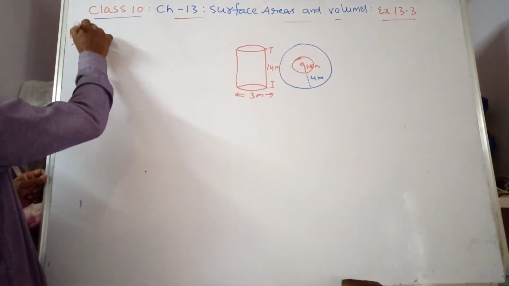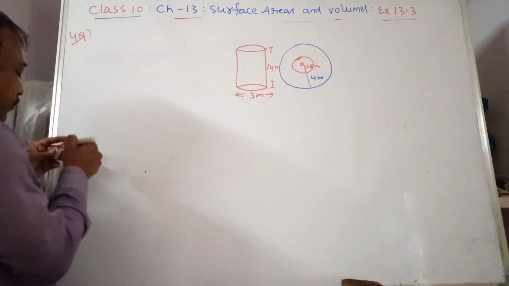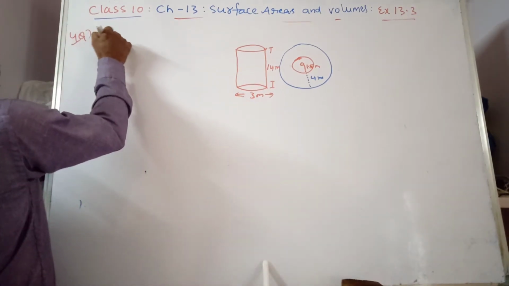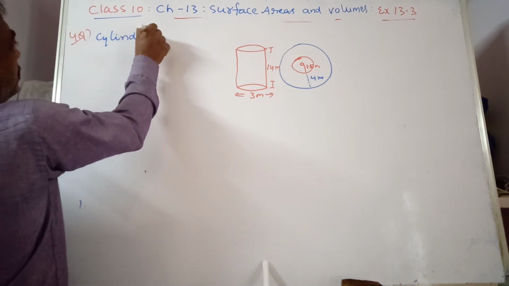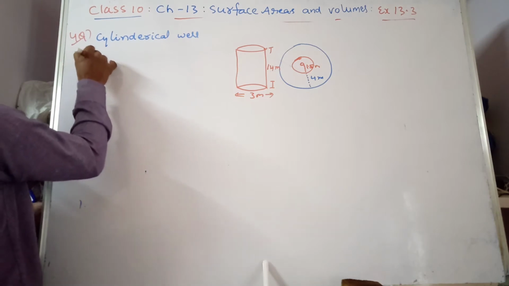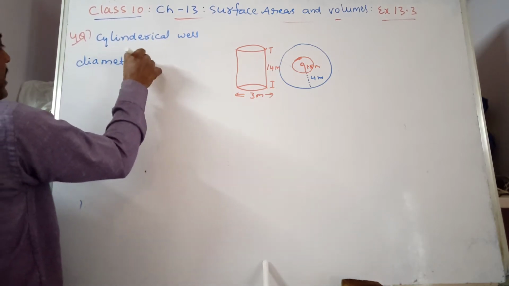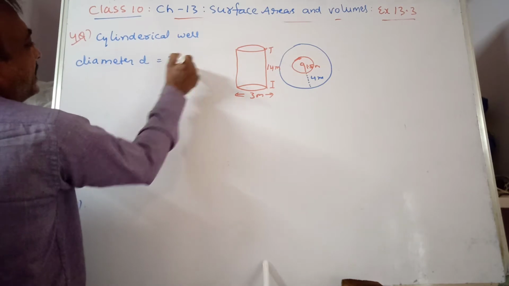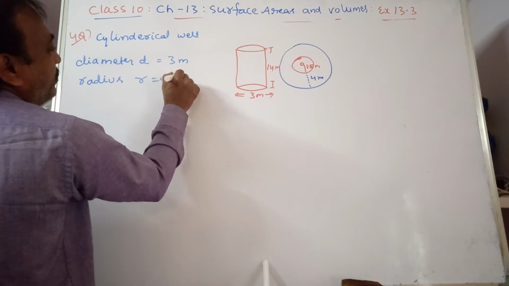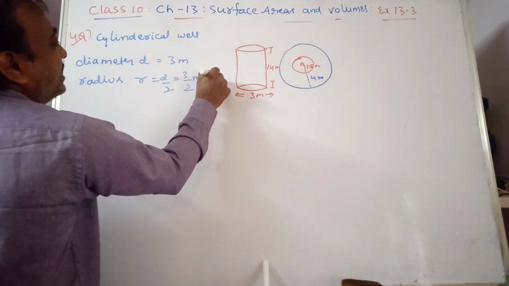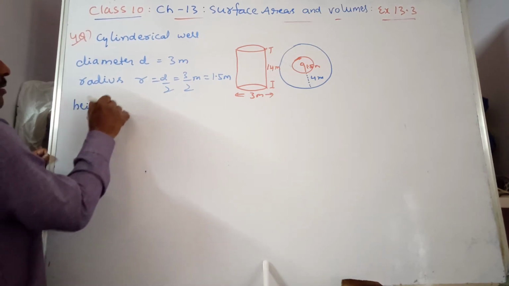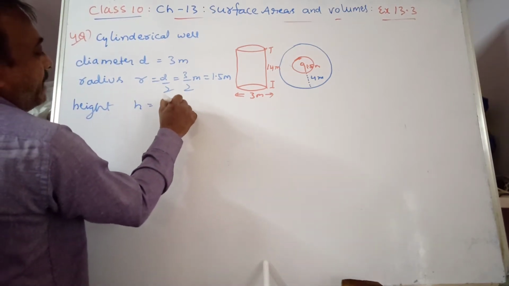So the fourth question. First we write the cylindrical well. The diameter D is equal to 3 meters. The radius R is equal to D by 2, which is 3 by 2 meters, equal to 1.5 meters. The height H is equal to 14 meters.